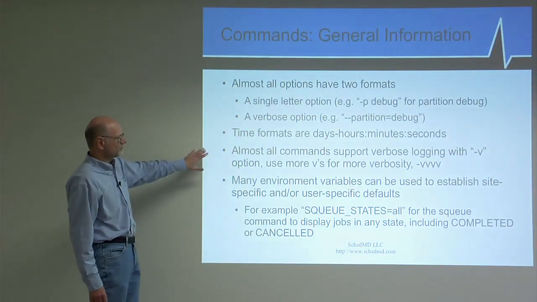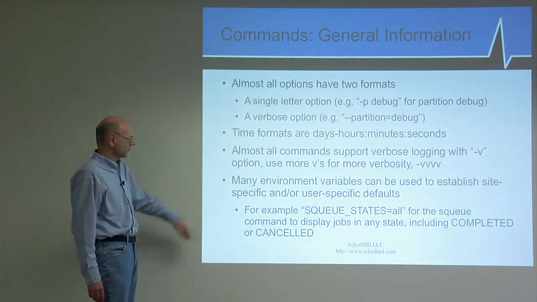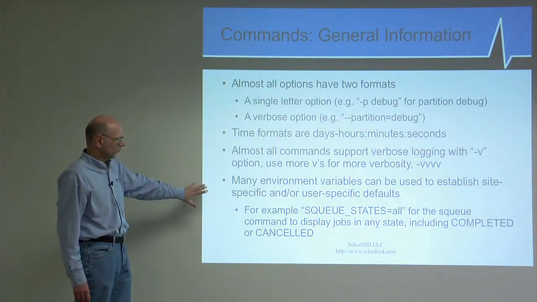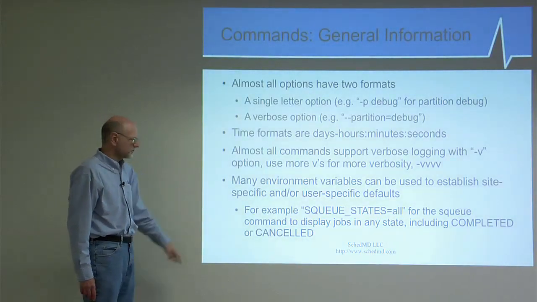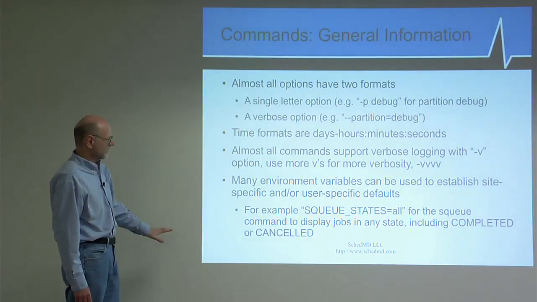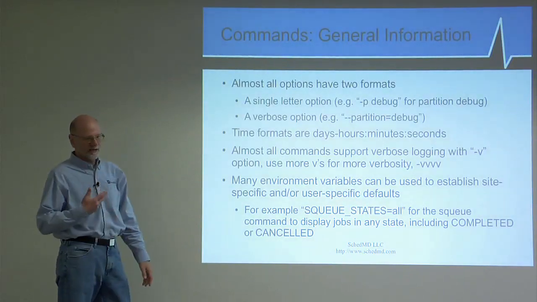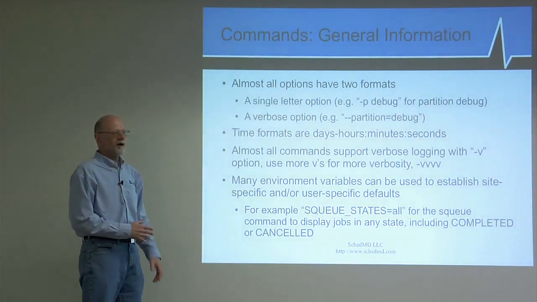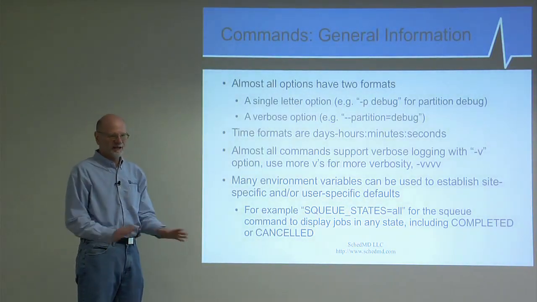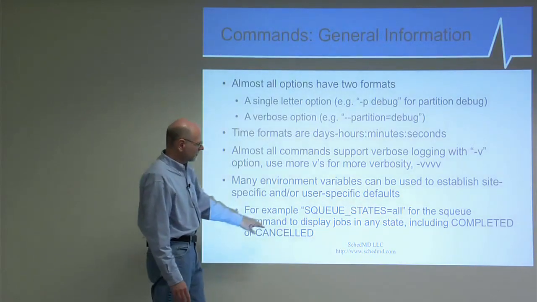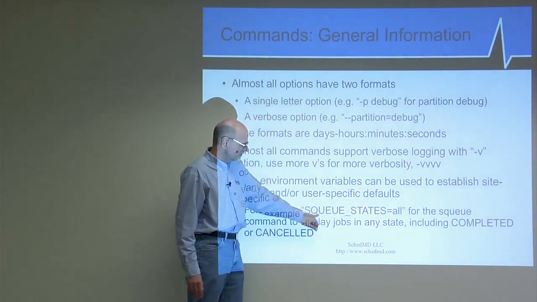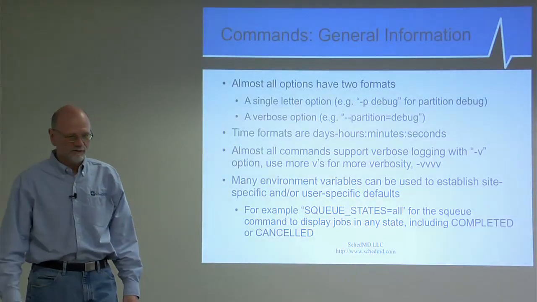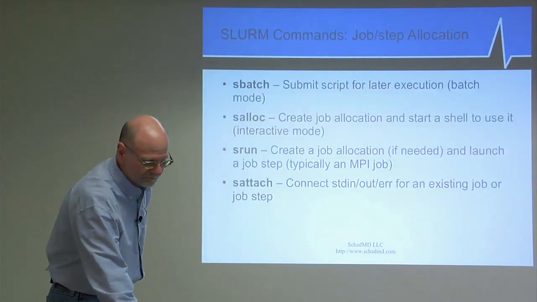The commands support -v as well for more verbosity. And there are environment variables available for site-specific or user-specific defaults. So for example, squeue is the command that's used for printing information about the jobs in your system. If you want to automatically see information about jobs in any state, even completed ones, you could define an environment variable, SQUEUE_STATES=all. And you would just automatically see the state of all the jobs in the system.